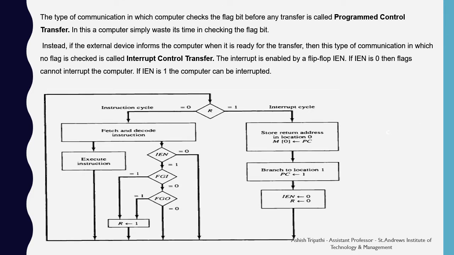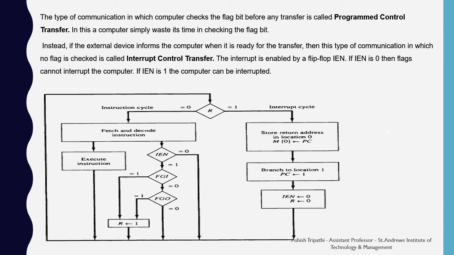The type of communication in which the computer checks the flag bit before any transfer is called program controlled transfer. In this, the computer simply wastes its time checking the flag bit, as you have already seen. Instead, if the external device informs the computer when it is ready for the transfer, then this type of communication in which no flag is checked is called interrupt control transfer.